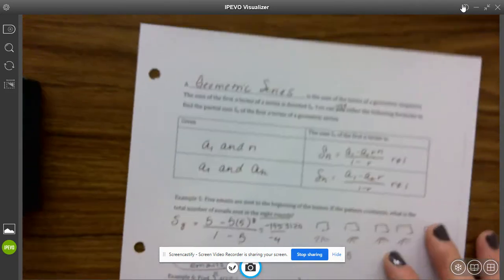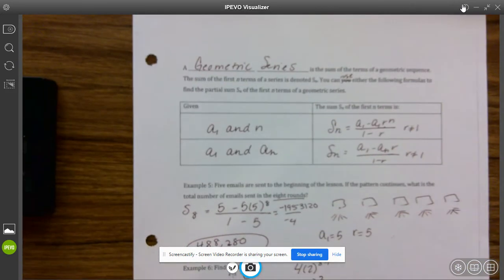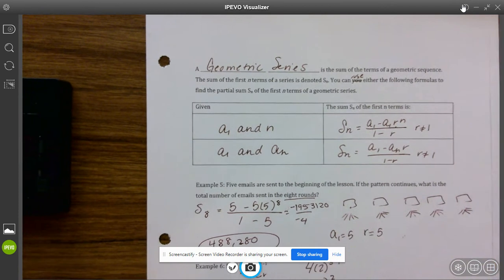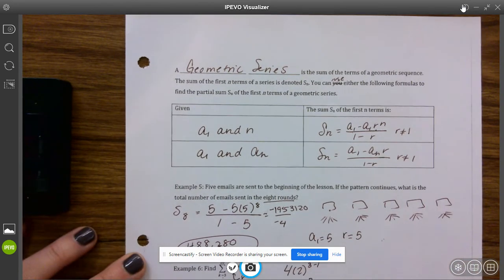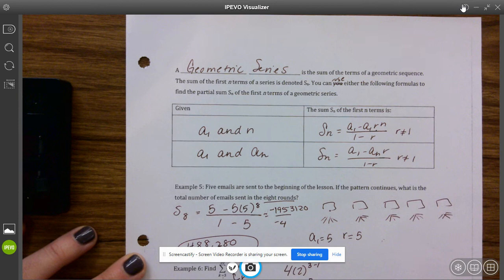Last day of sequences and series. We are in geometric series. So what's a geometric series? It's just like arithmetic. It is a sum of the terms of a geometric sequence.